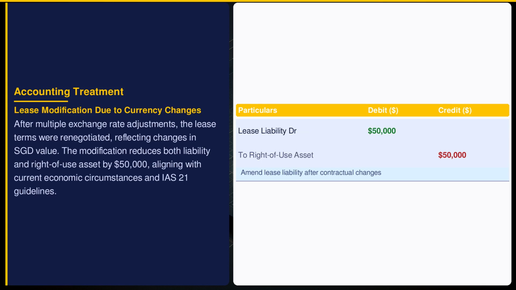Lease modifications driven by currency shifts require careful accounting treatment. By realigning liability and asset values to new contractual terms, Meridian Corporation maintains accuracy in financial reporting. IAS 21 ensures that such modifications are reflected transparently, sustaining financial statement integrity.